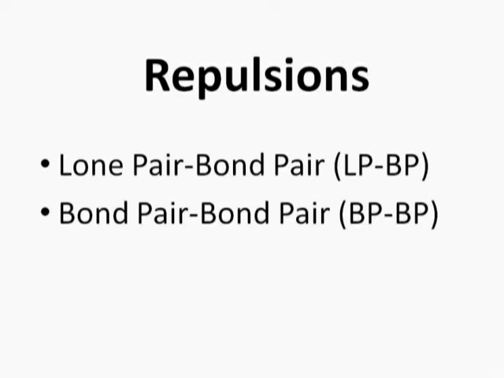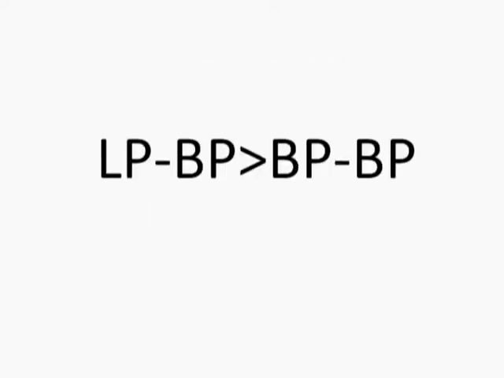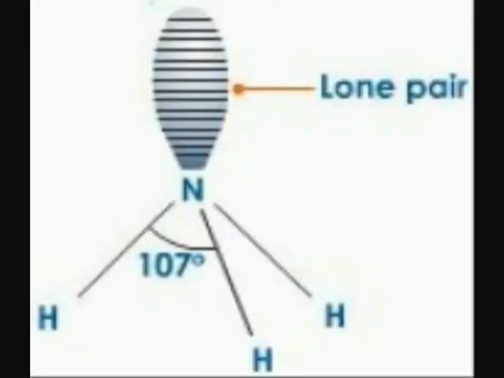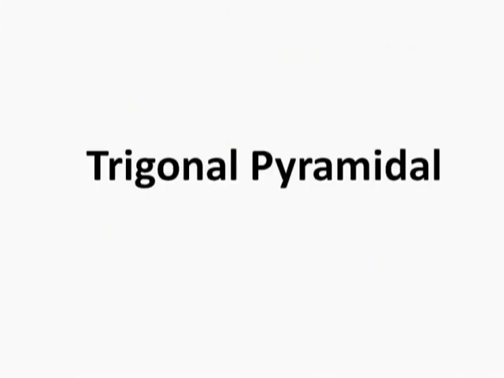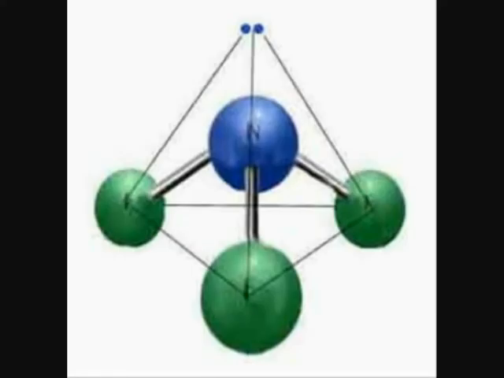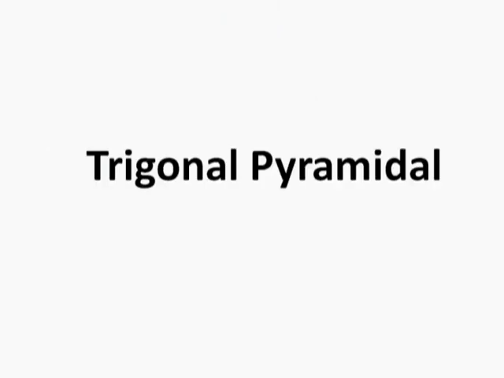Since the lone pair-bond pair repulsions are greater than bond pair-bond pair repulsions, the bond angle between the bond pairs in ammonia is reduced from 109.5 degrees to 107.3 degrees. When drawing the shape of a trigonal pyramidal molecule without the lone pair, you can see that the three bond pairs form the shape of a pyramid with a triangular base, and that is why a molecule of ammonia can qualify as a trigonal pyramid.